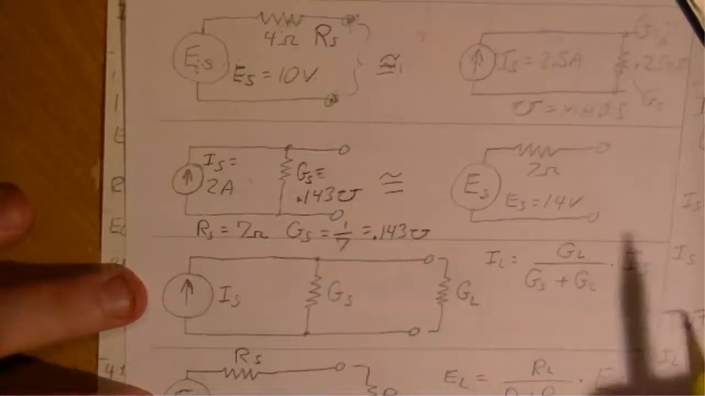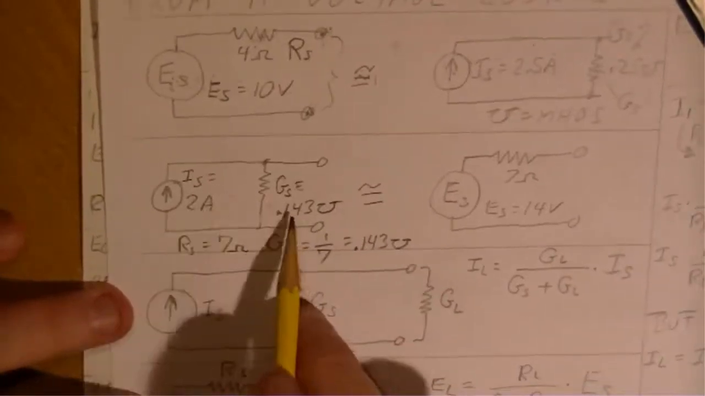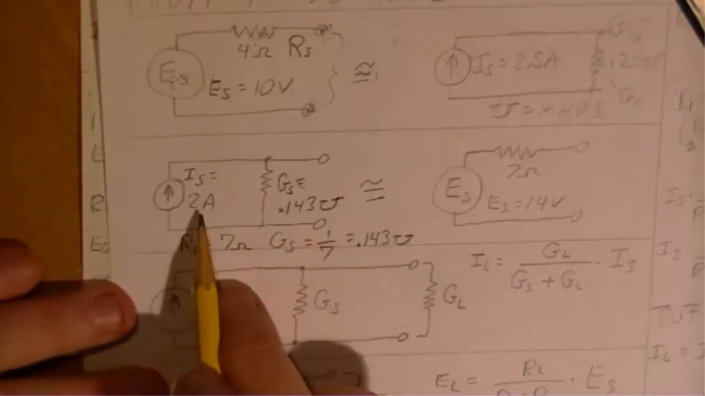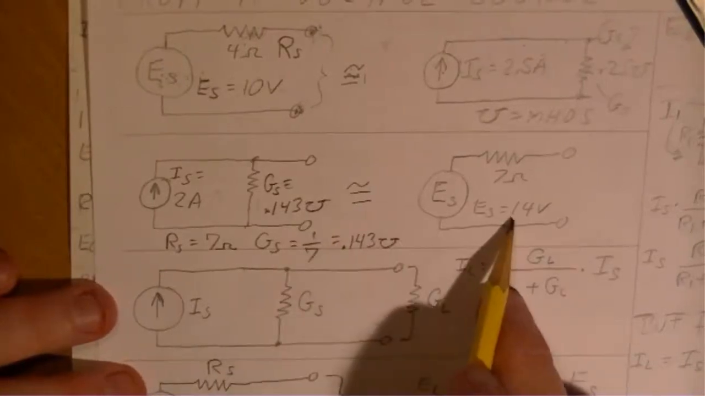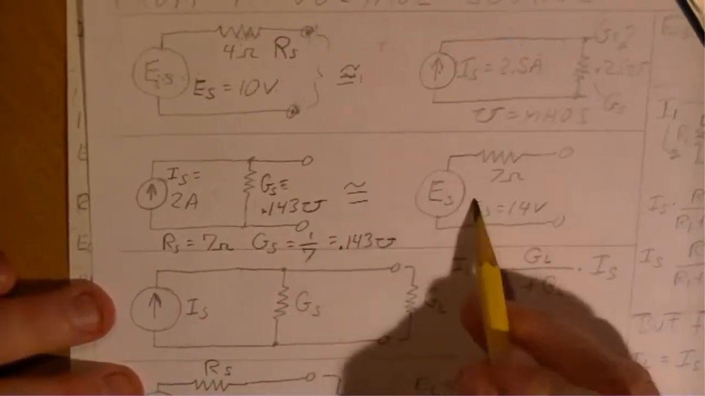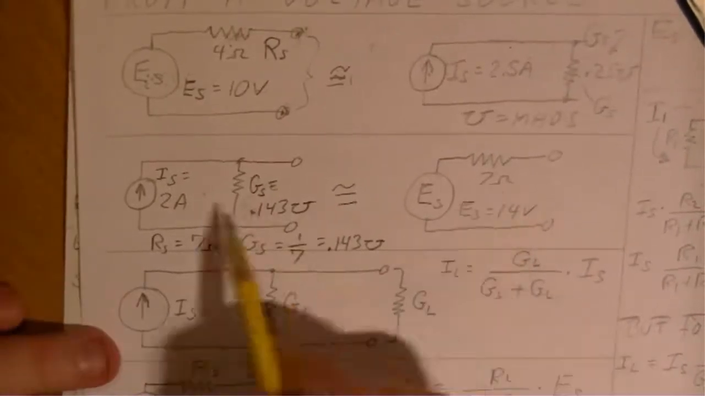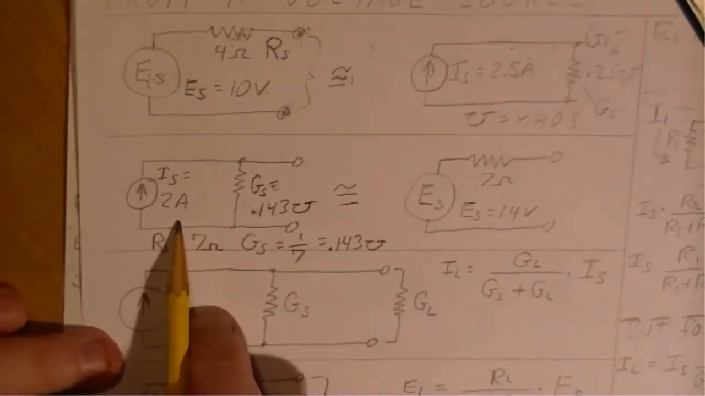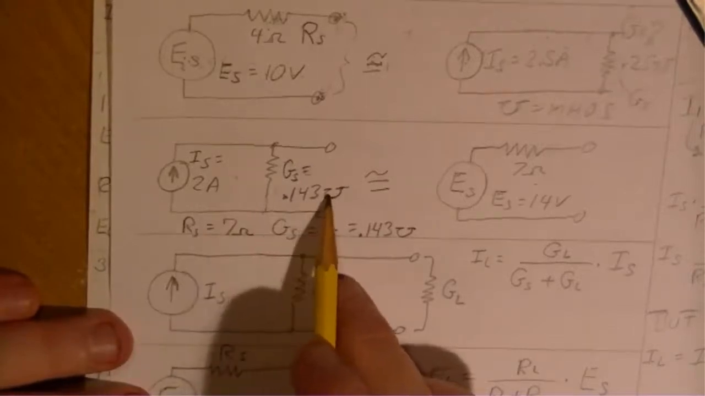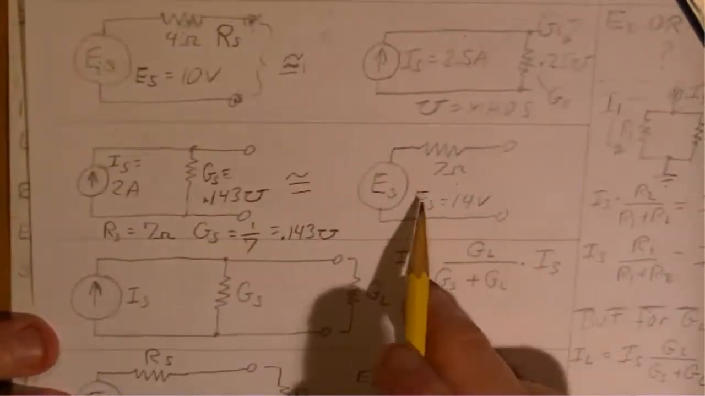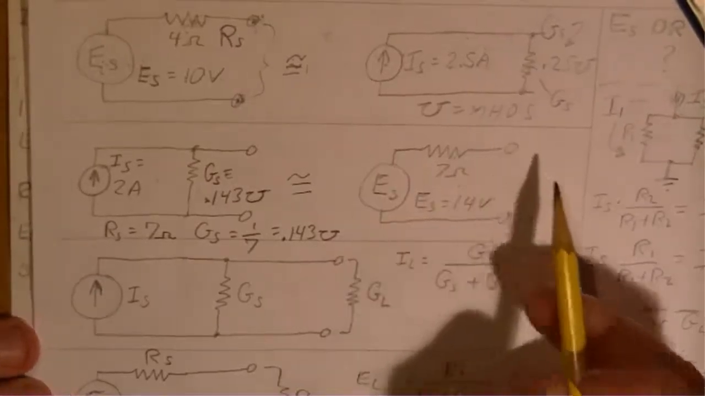Okay, so how do you convert one to the other? Well, you take the current source and divide that into 2 amps, 0.143 mhos, and you get 14 volts. So that's how you get that current source, voltage source. So this would be the equivalent voltage source of this current source. So if you had a current source of 2 amps and a conductance of 0.143 mhos, then the equivalent voltage source would be like a power supply with 14 volts with an internal resistance of 7 ohms.